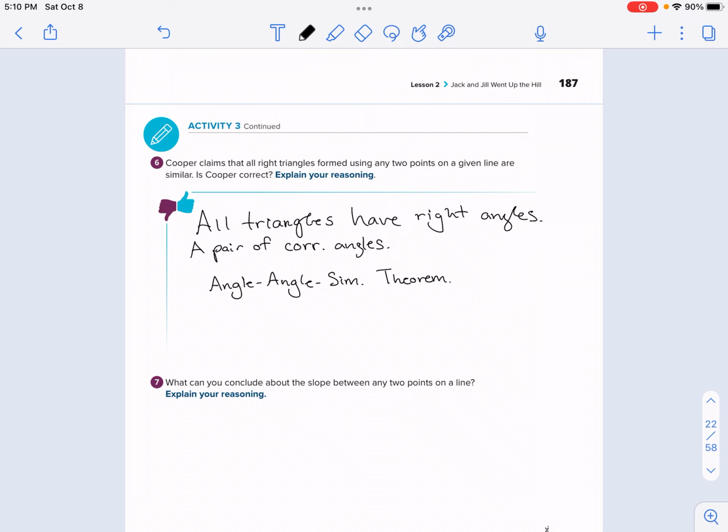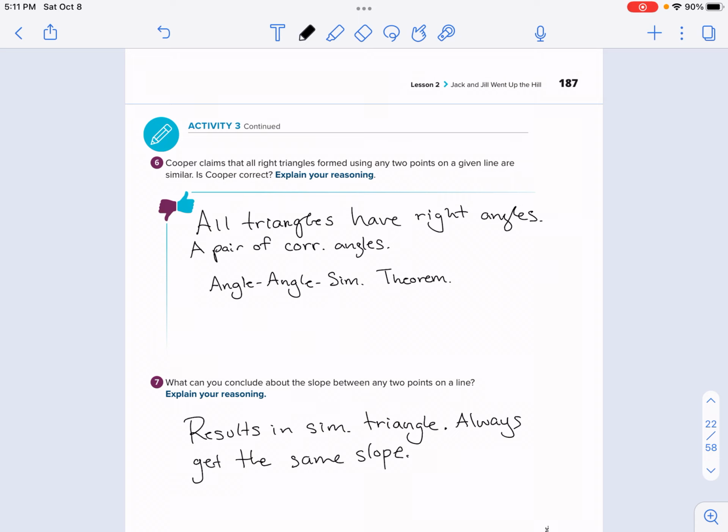they've got to be similar triangles. And 7, what can you conclude about the slope of any 2 points on a line? We'll say it results in similar triangles. But then also our second claim here is that you will always get the same slope, as long as you pick 2 good points on the line. Here on the graph, we already had points that we received from that.